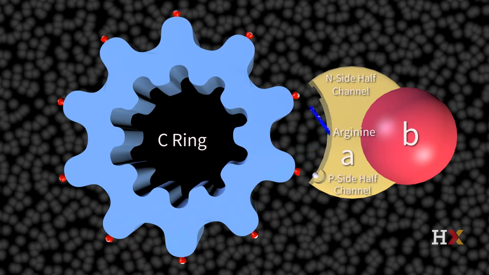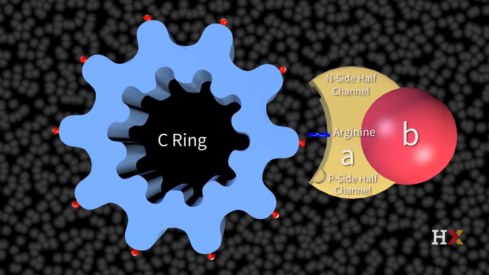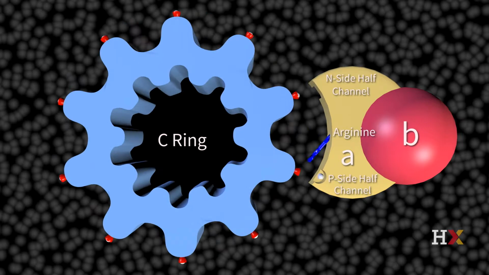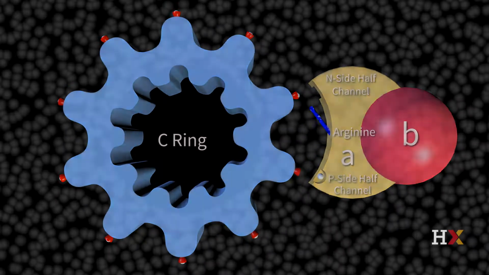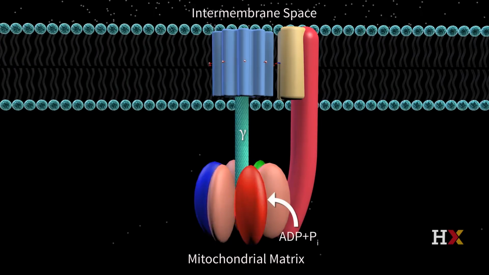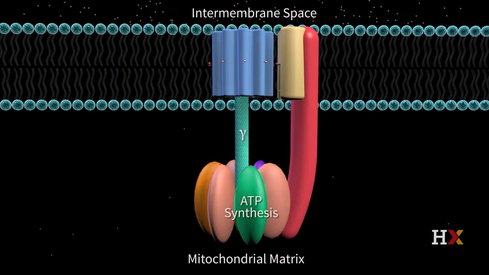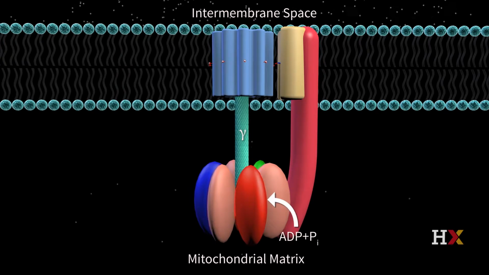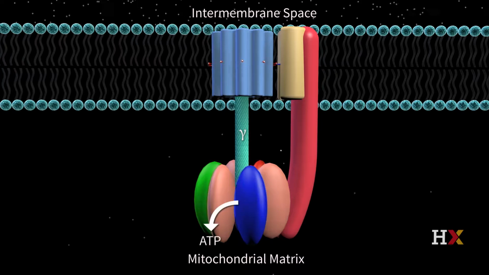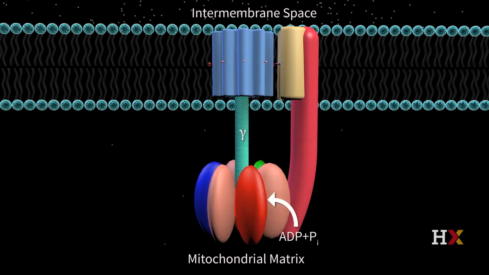The rotation itself is a result of Brownian motion, but the directionality of the rotation is determined by the difference in proton concentration across the inner membrane. The rotary motion of the C ring drives the rotation of the gamma chain that connects the F0 and F1 subunits. Due to its structural asymmetry, the gamma chain interacts differently with each of the three catalytic beta chains.